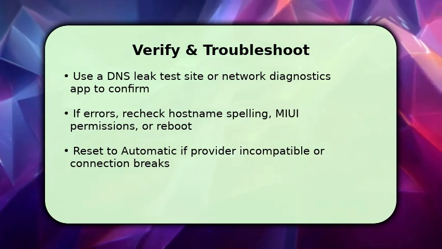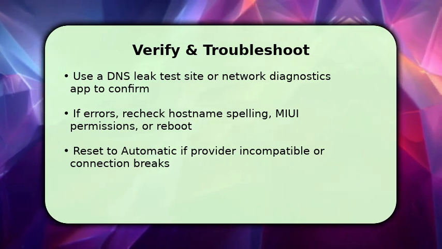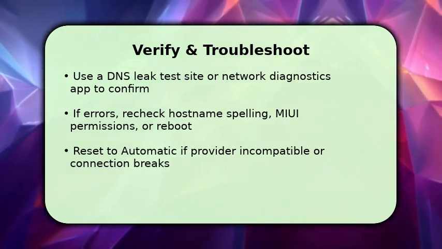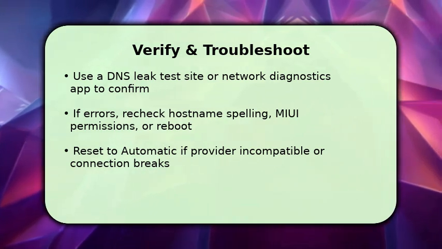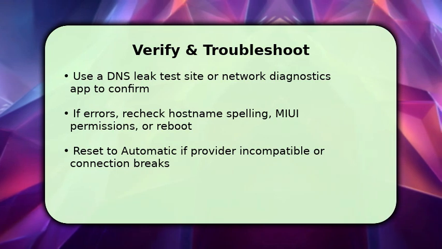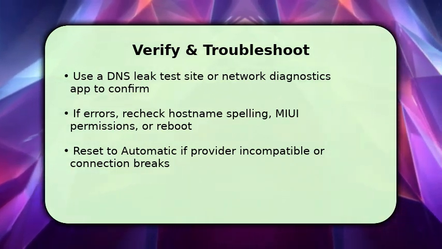Sometimes a reboot clears cached settings. If connectivity breaks, switch Private DNS back to automatic to restore normal service, then try another provider. One key tip: if a carrier or VPN interferes, disable the VPN and test again. Carrier restrictions often cause silent failure.